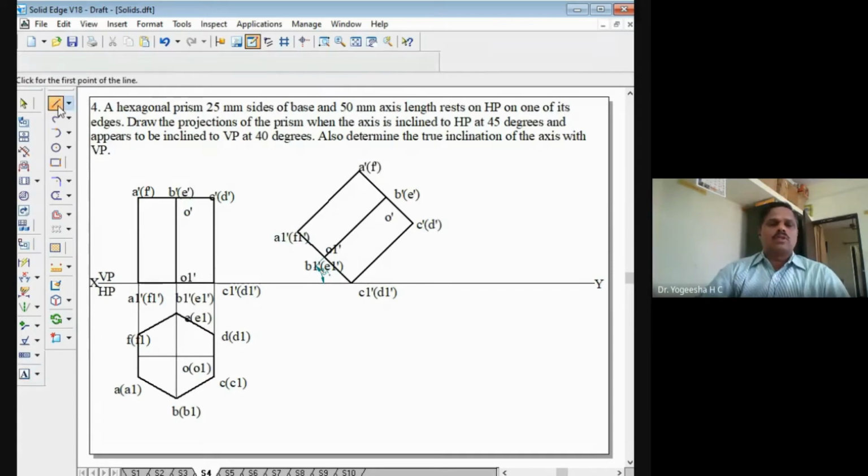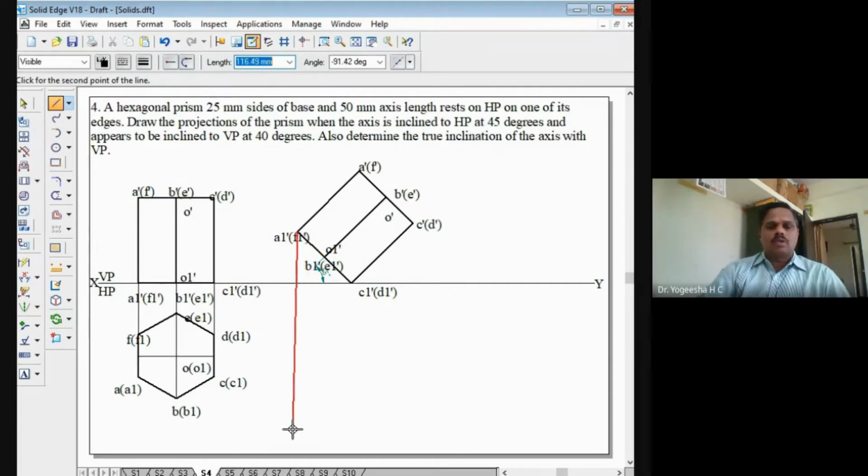Now we'll draw the projectors downwards. Take the line tool, continuous line only. We'll draw all the projectors downwards from various corners of the second front view. We'll draw the projectors from various corners of the front view, second front view. Like this, it goes on.